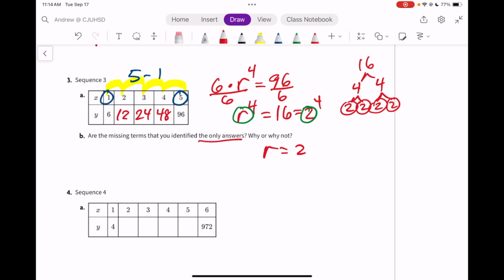But is that the only answer? Well, if it was negative 2, then this number would be negative 12. This would be positive 24. This would be negative 48, and this would be positive 96. So it works. We could have negative 2.